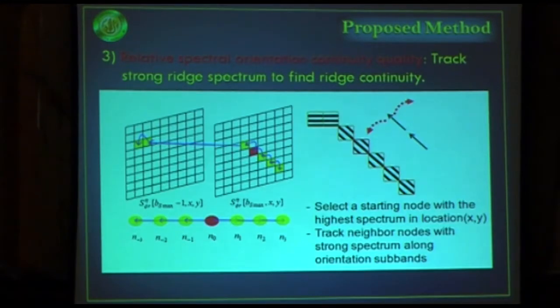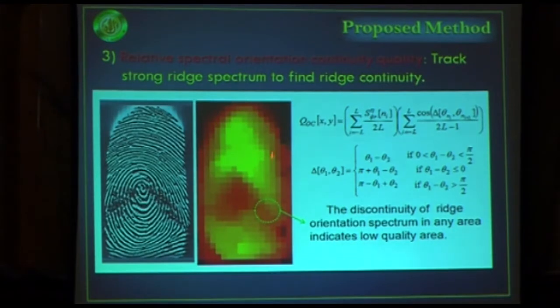The third one we call relative spectrum orientation continuity quality. We track the strong ridge spectrum to find the ridge continuity. We select the starting node with the highest spectrum: for each location x, y, we find the highest spectrum and start from there. If the orientation is still continuing in this way, we follow. If it switches into another subband, we go through it. As long as the string goes on, the quality is higher. So this is the image of the third one.